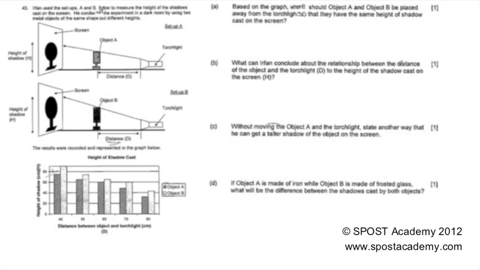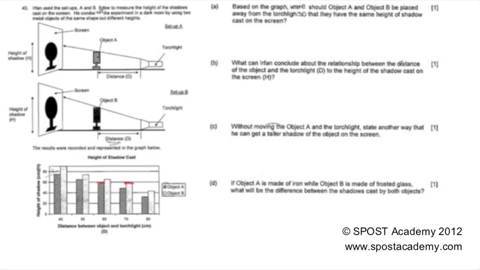Question A. Based on the graph, where should object A and object B be placed away from the torchlight so that they have the same height of shadow cast on the screen? So if you look at the graph, you can see that the shaded part is actually object A, while the unshaded part is actually object B. To get the same height is actually here and here, right? So to answer the question, object A should actually be placed at a distance of 60 cm, while object B should be placed at the distance of 70 cm.